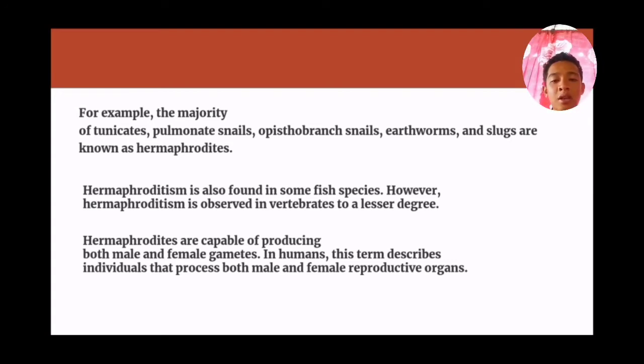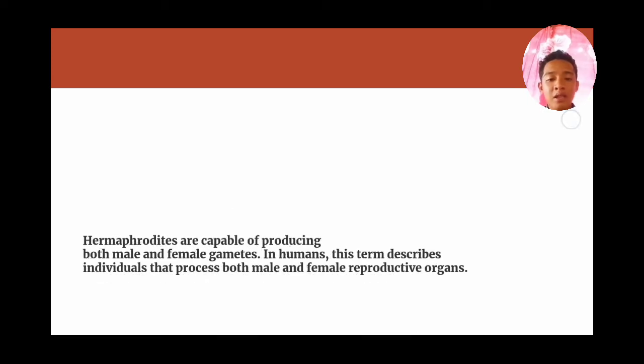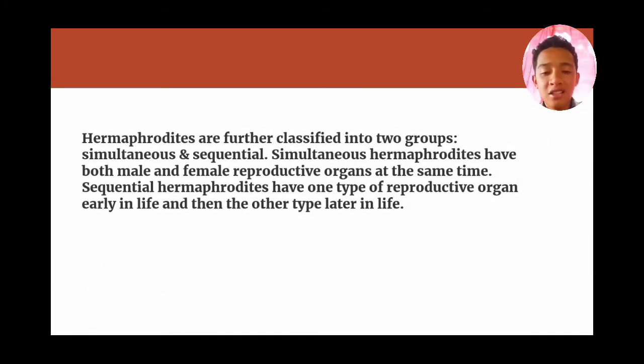However, hermaphroditism has been observed in vertebrates to a small degree. Hermaphrodites are able to produce male and female gametes. In human terms, it describes individuals who possess both male and female reproductive organs. However, sometimes these individuals may not be considered true hermaphrodites because often one of the two gonads present may be unusable. True hermaphrodites refers to individuals with two functional gonads. This is because true hermaphrodites have both functional testicular and ovarian tissues.